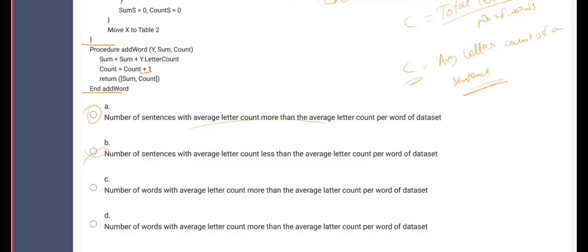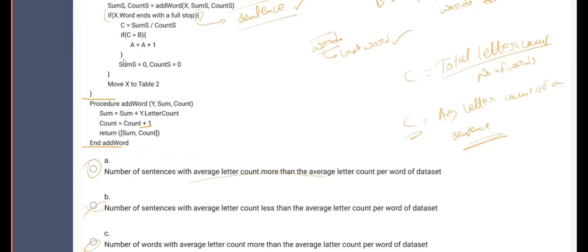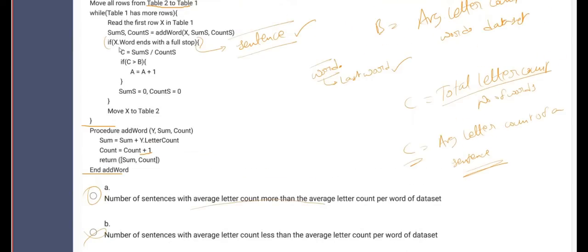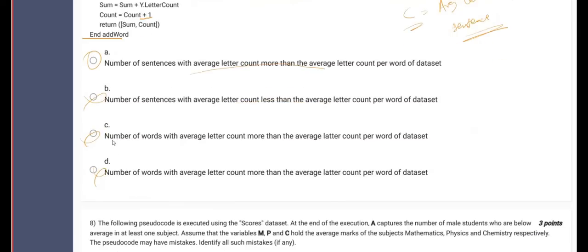And now coming to option C. Number of words with average, no, it is not words, right? It is only sentences. Why is it a sentence? Because here we are checking ending with a full stop. Therefore, we will have to eliminate all those options which have the word words. In this way, A is the suitable answer.